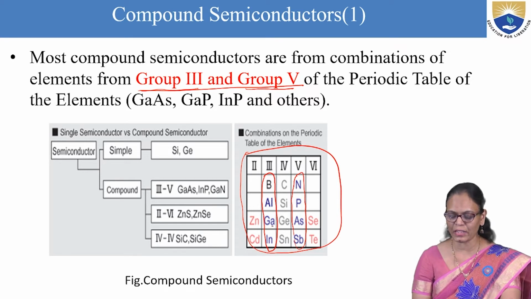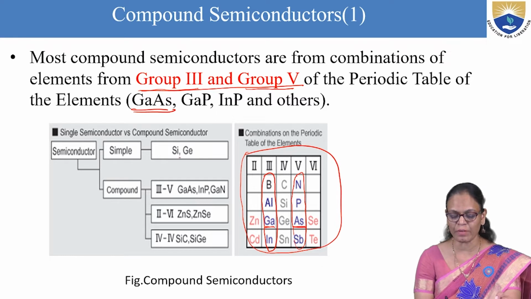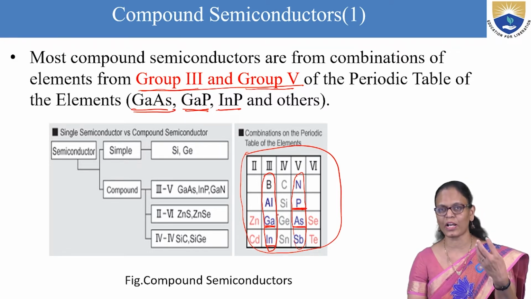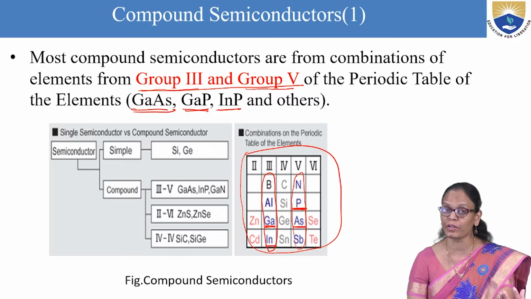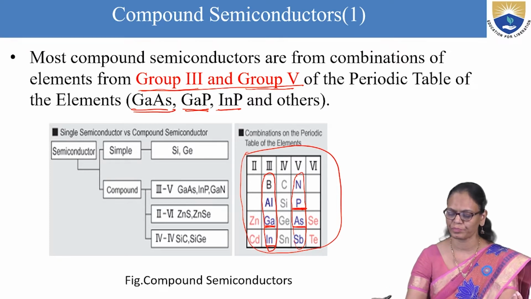So, we can get gallium arsenide. When we mix gallium with arsenic, we get gallium arsenide, one from the third group and one from the fifth group. And again gallium phosphide. We can also mix gallium with phosphorus, so gallium mixed with a fifth group element, phosphorus, and then indium phosphide. Indium is from the third group, again phosphorus from the fifth group. So, like this, when we mix elements of different groups, for example the third group and the fifth group, we get a compound semiconductor.